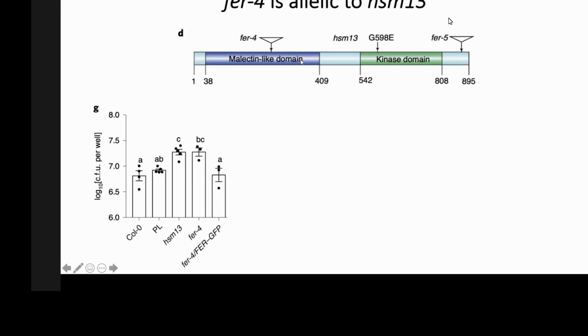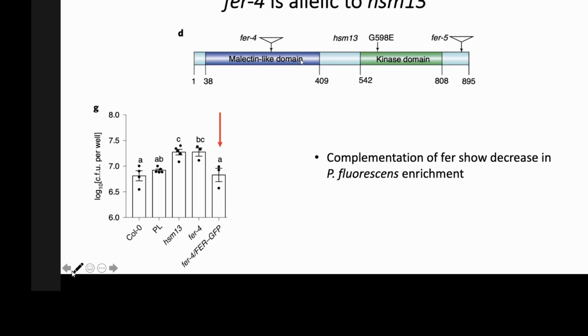All right. So just kind of a proof of principle, they overexpressed FAIR, GFP labeled, into the FAIR4 mutant, and then saw that there was a decrease in the log CFU of Pseudomonas fluorescens, right? So we know that there's an increase in HSM13 when the bacteria increase in this mutant, and there's also an increase in FAIR4, but when they put back a functional copy, they saw that that increase goes away.